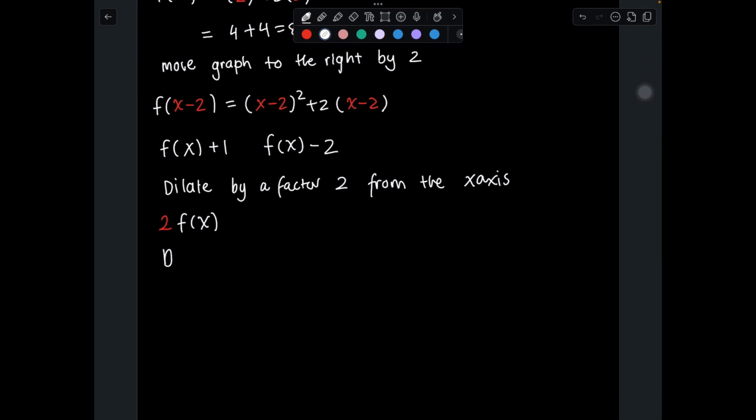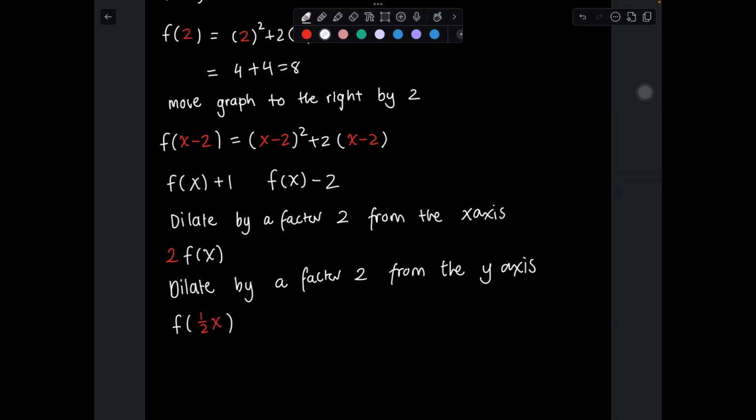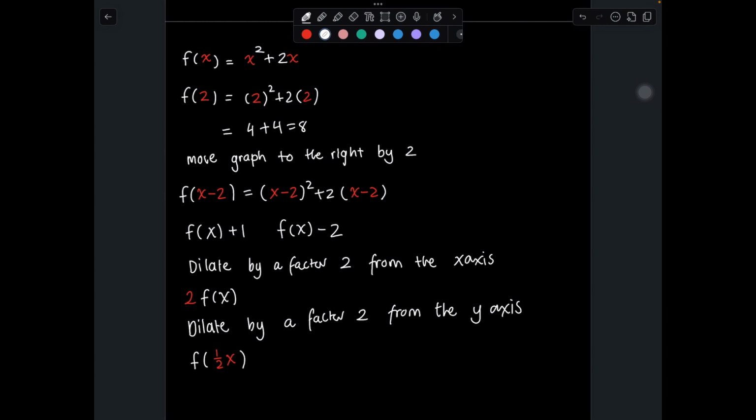And I hope you also remember that when you dilate by a factor of 2 from the y-axis, that is affecting our x values. It's a horizontal stretch, and the way you apply it is by subbing in a half x into every single x value that you see. So for this example, we would get this.